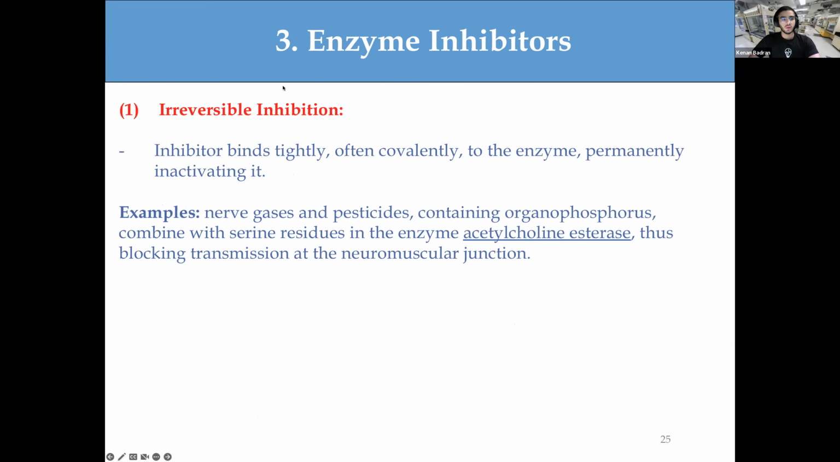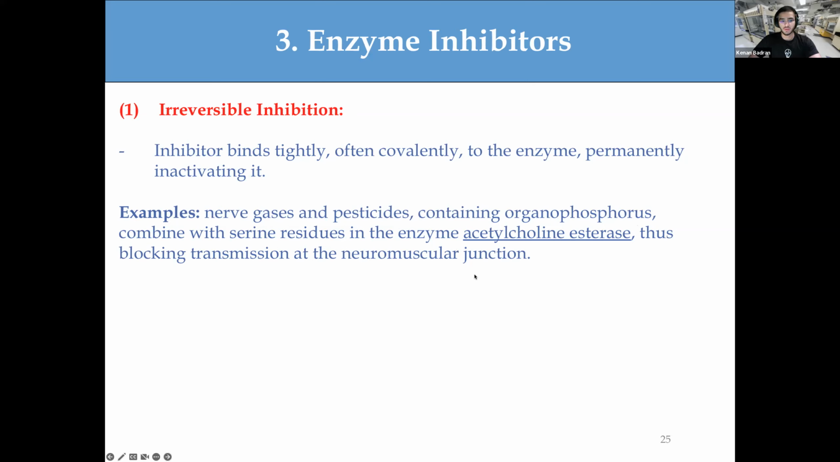Now, before we cover these 3, let's look at an example of irreversible inhibition. As we said earlier, they bind tightly, often covalently, to the enzyme, permanently inactivating it. Nerve gases and pesticides containing organophosphorus combine with serine residues in the enzyme acetylcholinesterase, thus blocking transmission at the neuromuscular junction.